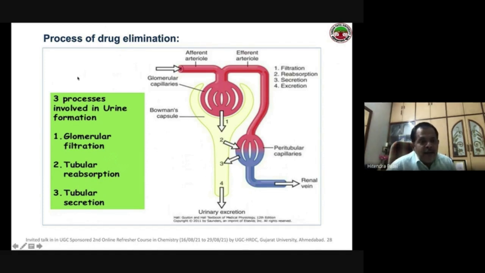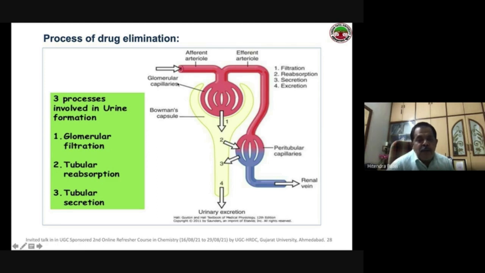So let us see, after the drug metabolism process, the process involves urine formation. That means any drug molecule can be eliminated. How it happens can be understood from this figure. Three important processes are involved in drug elimination: glomerular filtration, tubular reabsorption, and tubular secretion.